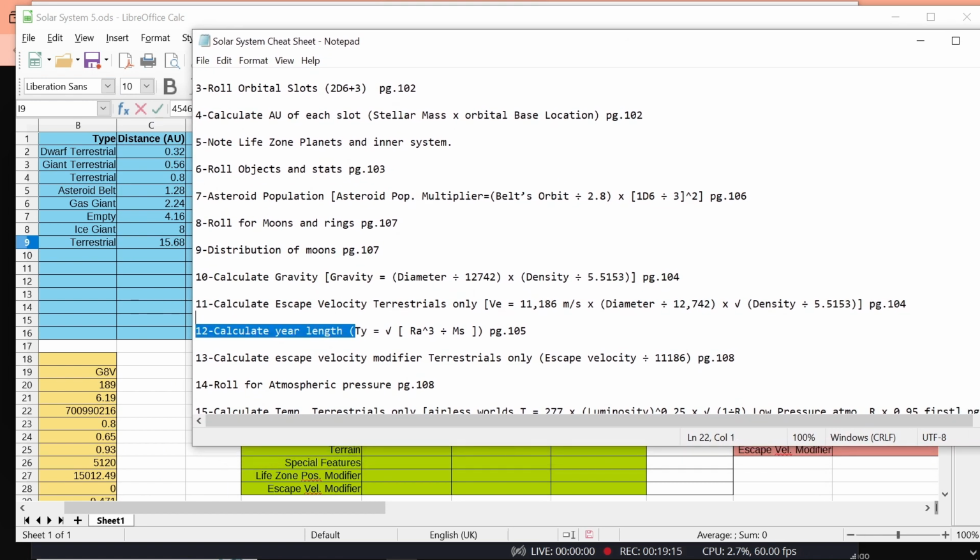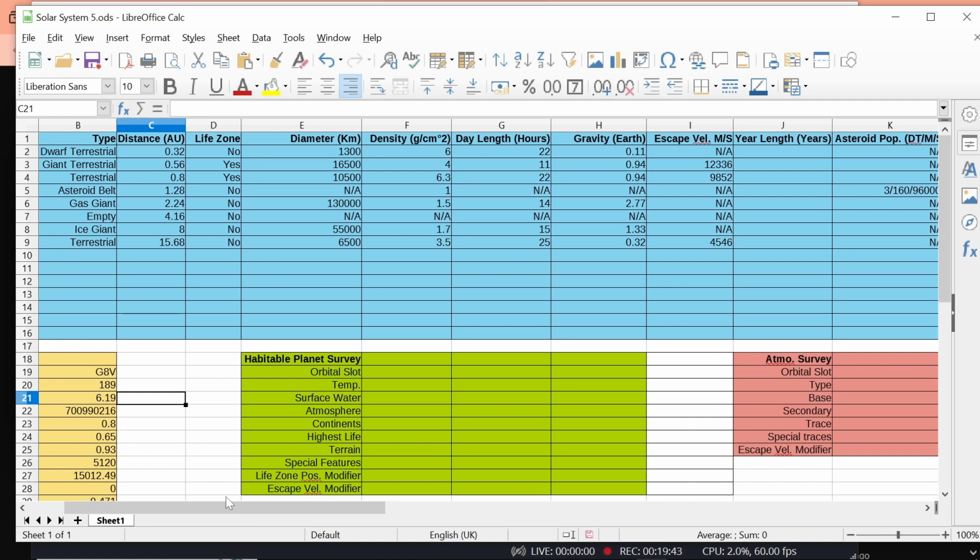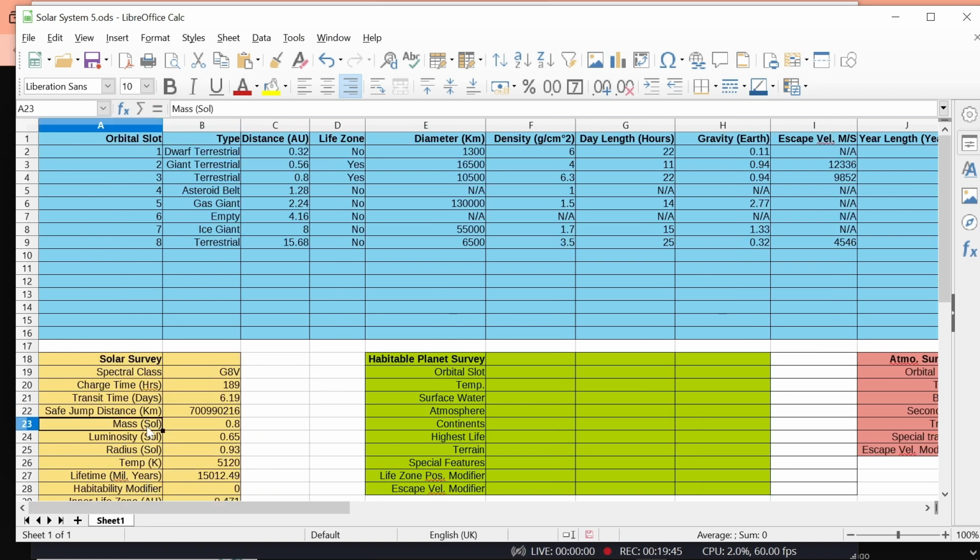So this is our calculation here. Ty is the years, the time measured in Earth years that it takes the planet to go around the sun. Ra is going to be the radius of the planet, and we're going to cube that, okay? And we're going to divide that by the mass of the sun. We have the information for the mass of the sun right here. It is 0.8.